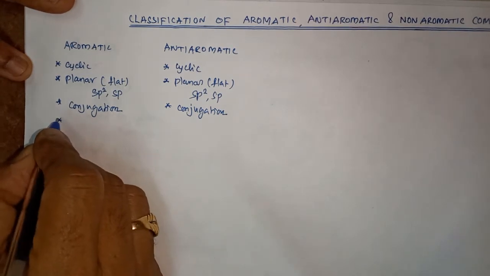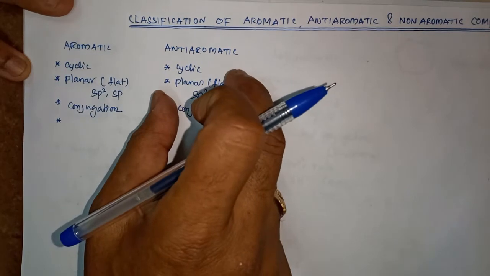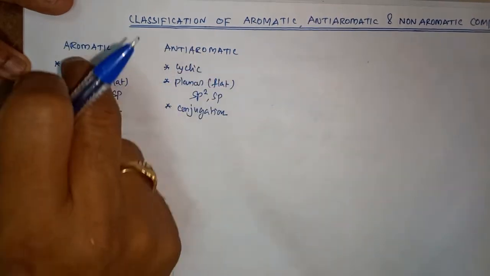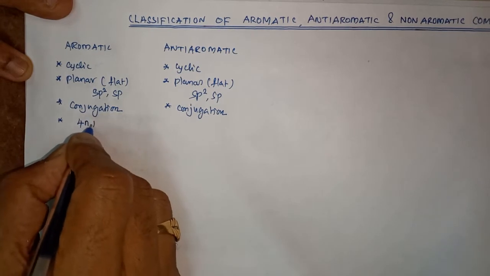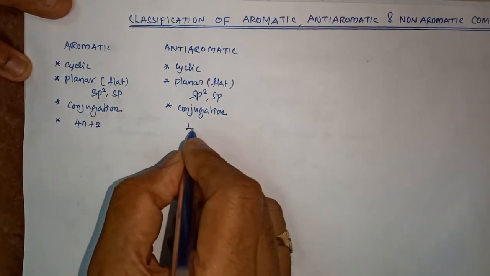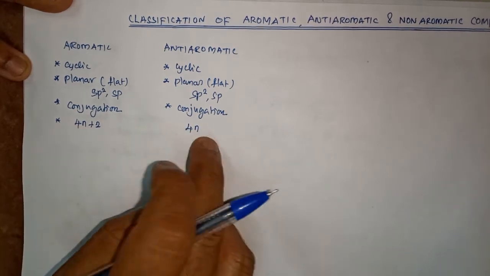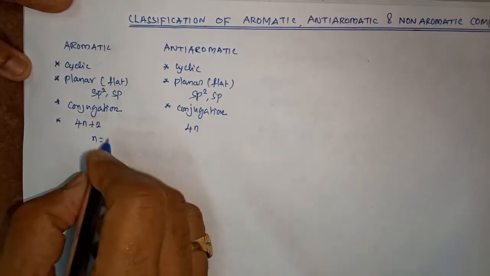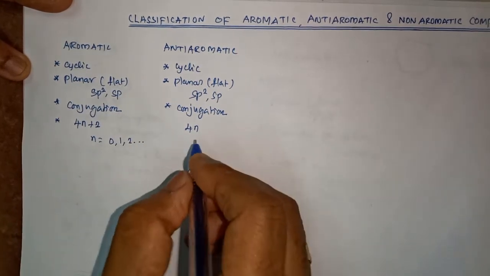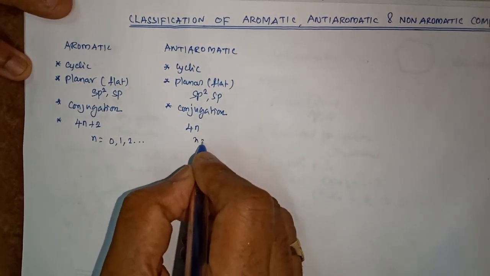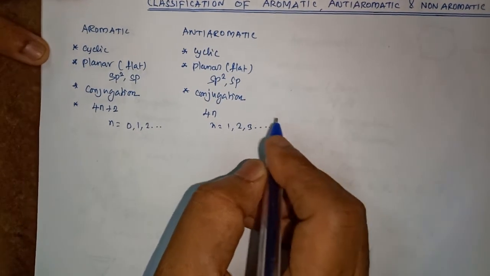And the fourth one is here. For the first 3 points, aromatic and anti-aromatic compounds have the same conditions. The fourth one for aromatic is the 4n plus 2 rule, but for anti-aromatic it is the 4n rule. It is called the Huckel rule. In 4n plus 2, n takes values starting from 0, 1, 2 like this. But in 4n, n takes the whole numbers 1, 2, 3 like this.